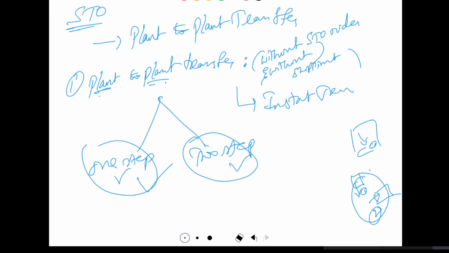He is sending, and again I need to track where the material is and whether it is received or not. So no need to wait for that. Here both receiving and supplying will happen automatically at a time. But in the two-step procedure, we have to do two steps. One step is for sending and the other step is for receiving. Clear? Yeah, clear.